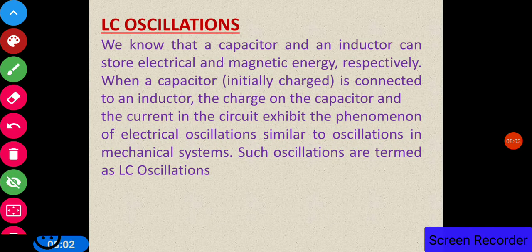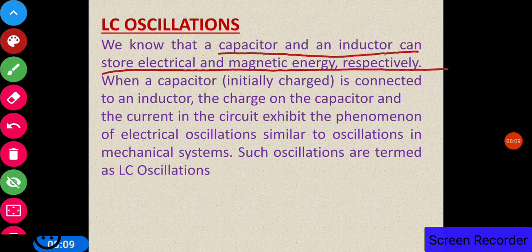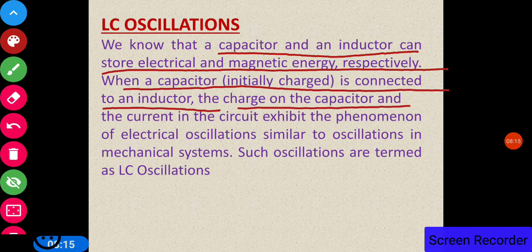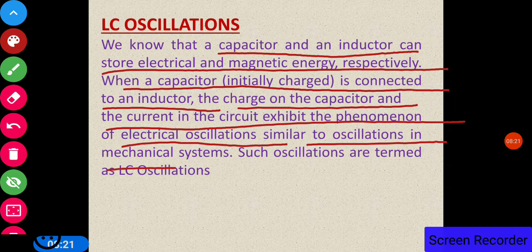Now let us discuss the LC oscillation. We know that a capacitor and an inductor can store electrical and magnetic energy respectively. When an initially charged capacitor is connected to an inductor, the charge on the capacitor and the current in the circuit exhibit the phenomenon of electrical oscillation, similar to oscillation in mechanical systems. Such oscillations are termed LC oscillations.